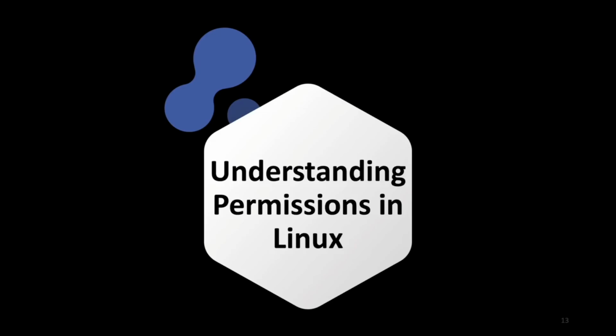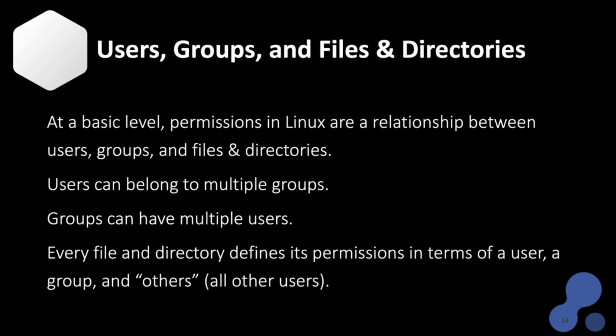Understanding permissions in Linux. At a basic level, permissions in Linux are a relationship between users, groups, and files and directories. Users can belong to multiple groups, and groups can have multiple users in them. Every file and directory defines its permissions in terms of a user, a group, and others, which means all other users.